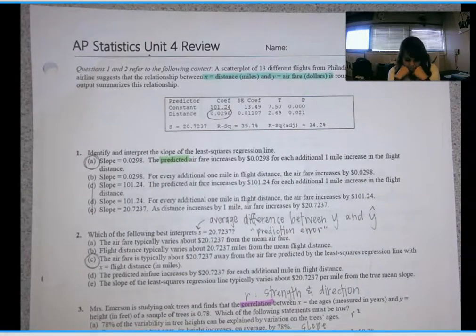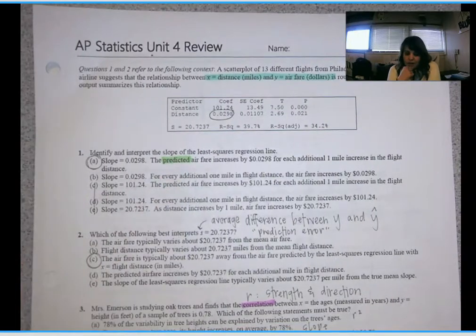well for this exam. Okay, so 1 and 2, we're going to use this computer output. 1 wants you to identify slope. So I first looked to see which options had the right slope value. That was only A and B. And then I tried to find the difference between A and B. The one that set A apart was the word predicted airfare. So for every 1 increase in X, what happens to our predicted Y?